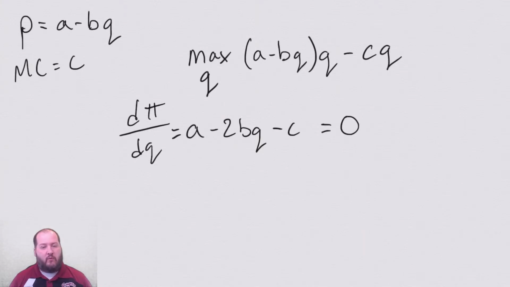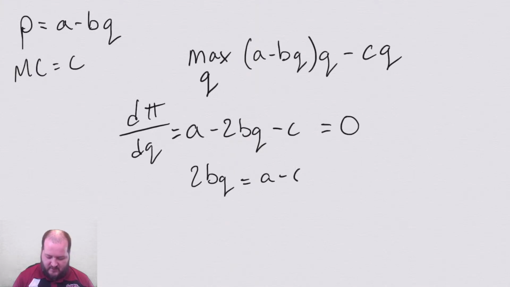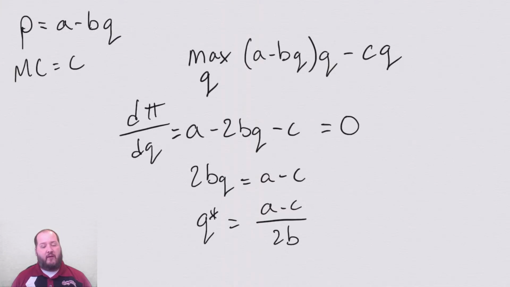Well, this is just one equation, one unknown. Let's get everything with a Q onto one side. So I'm going to get 2BQ is equal to A minus C. And then I divide both sides by 2B. And I get my equilibrium. I get Q star equals (A minus C) over 2B. And there we have it. I now have my monopolist equilibrium quantity as a function of A, B, and C, my parameters in this case. And if you look at our earlier video, you'll find this is the exact same solution.